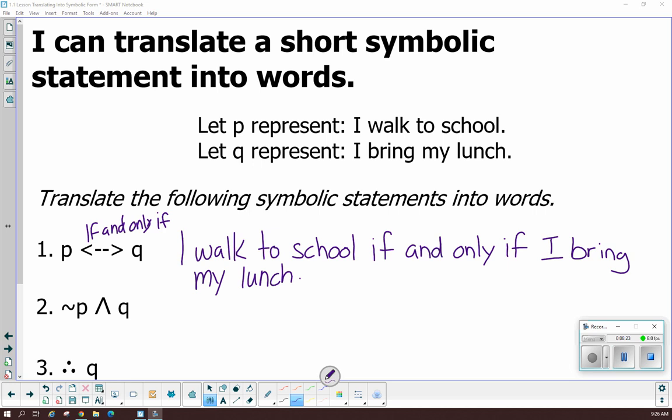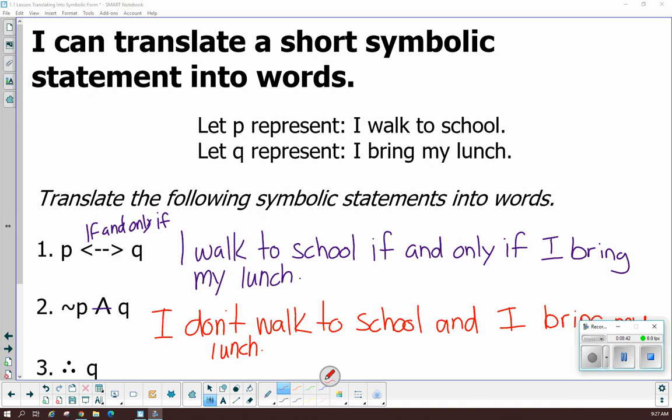At the beginning here I have squiggly P. That means I'm going to change the meaning of P. Instead of walking to school, I'm going to say I don't walk to school. This upside down V, or what we can make look like an A, that means and. And then we have Q, I bring my lunch. So let me put that all together. So I'm just inserting the words where the letters go and using the symbols to tell me what other words to use.